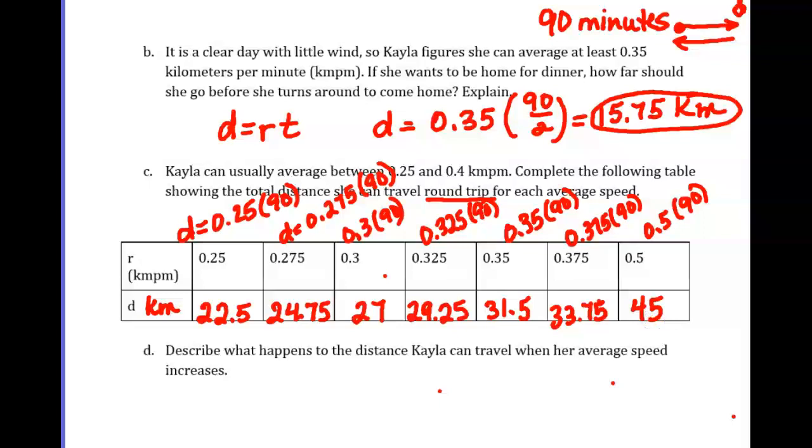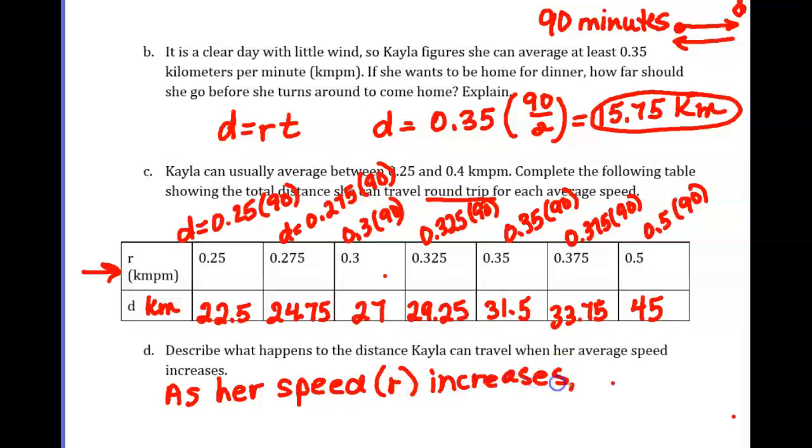So what do we notice about these? For our input, as we look at our speed, or our rate, it's increasing. So does the distance that she travels in 90 minutes. So as her speed increases, and that's the rate, so does the distance she can travel in 90 minutes.